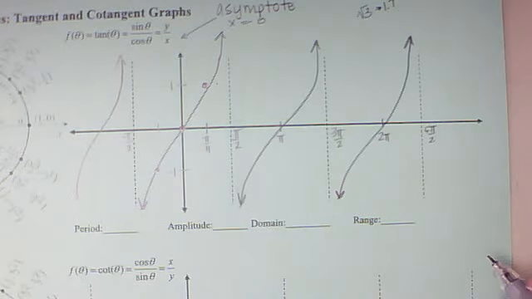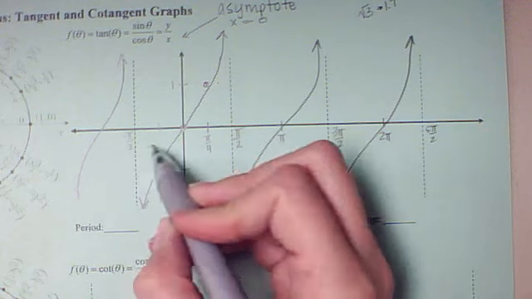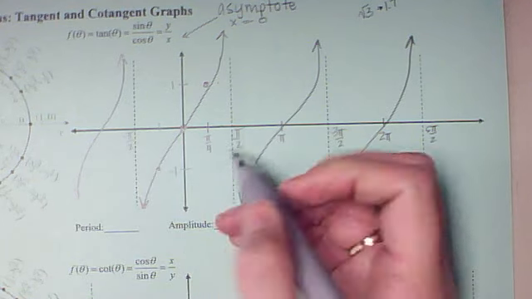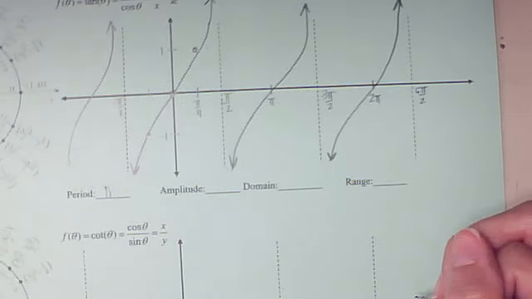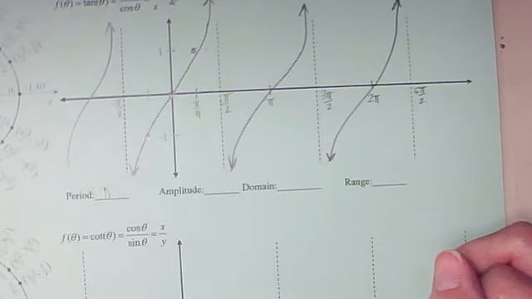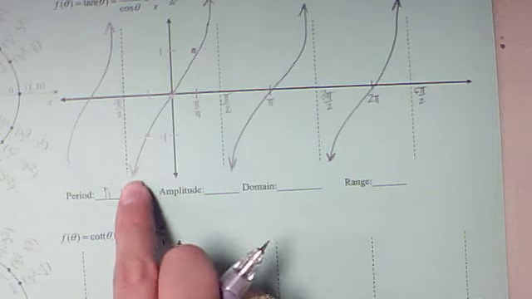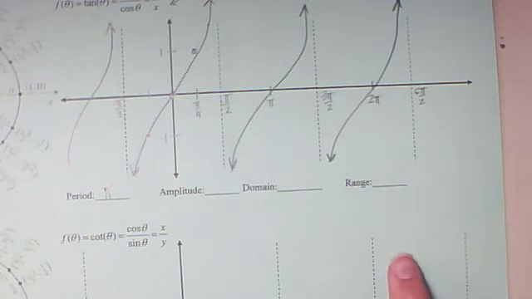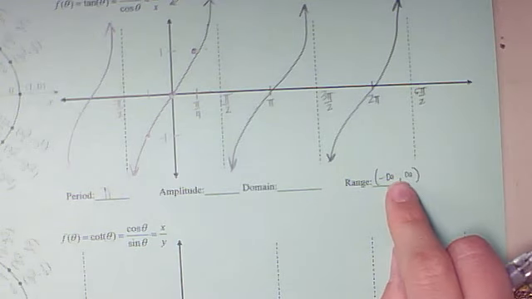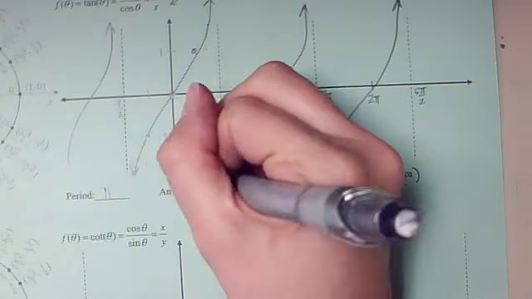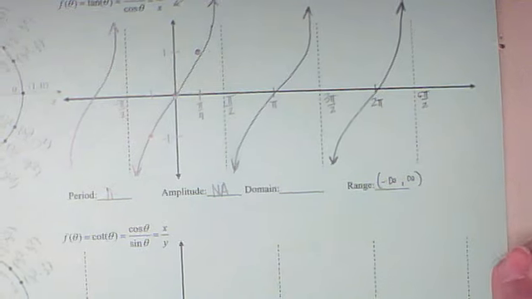Going back to the graph, let's look at our period. It goes from negative pi over 2 to pi over 2, which is the distance of pi. So that's the period. There is no amplitude when we're talking about tangent, or cotangent for that matter, because it comes in from negative infinity and goes to positive infinity. So that fills in 2 blanks. That would be my range. Negative infinity to positive infinity. My amplitude does not apply.